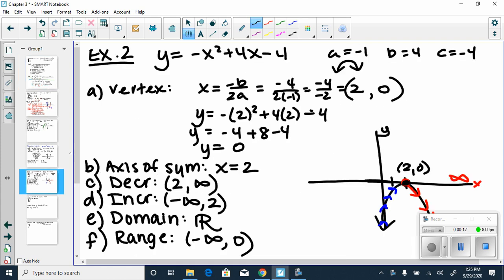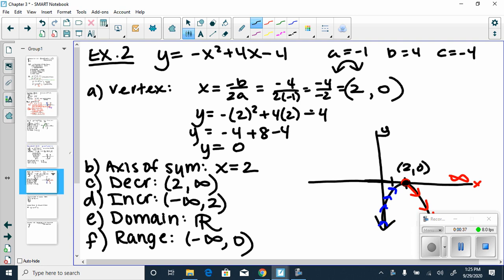So the first video dealt with standard form and vertex form, and looking at the graphs of each one of those. They're all parabolas, but there's different ways that you need to approach them to find the vertex. So that's kind of the idea. So make sure you know the difference between the two.